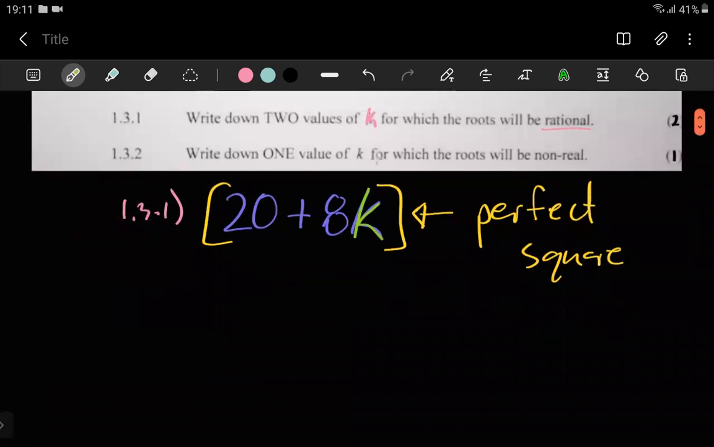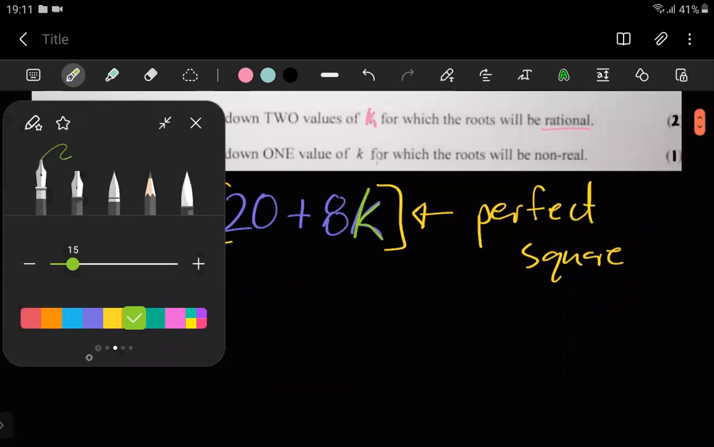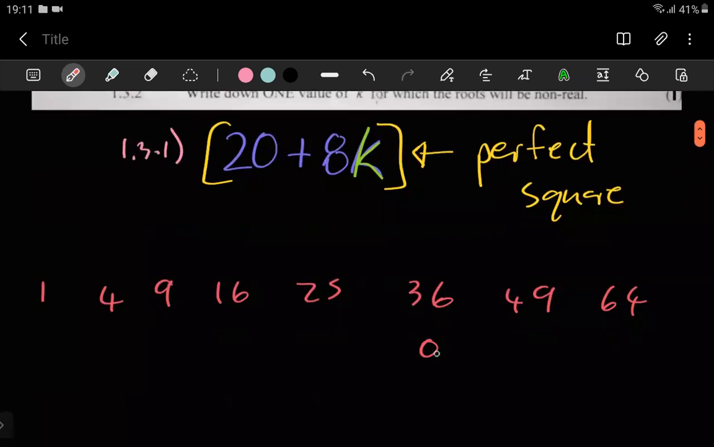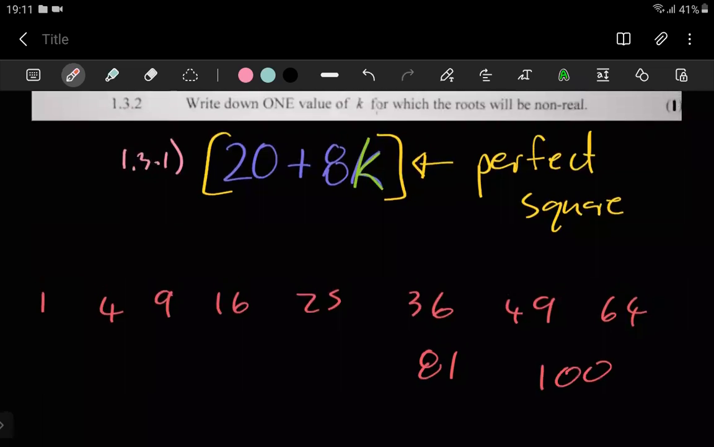So the first thing you can do is write out a few square numbers. We know we have 1, 4, 9, 16, 25. What's the next square number? 6 times 6 is 36. 7 times 7 is 49. 8 times 8 is, I think, 64. 9 times 9 is 81. 10 times 10 is 100. So these are a few square numbers that we have just written out.